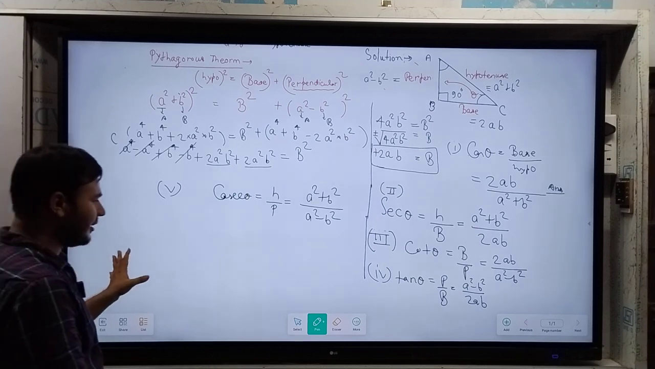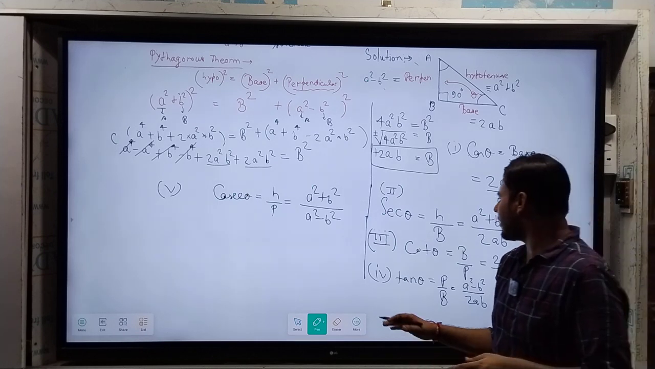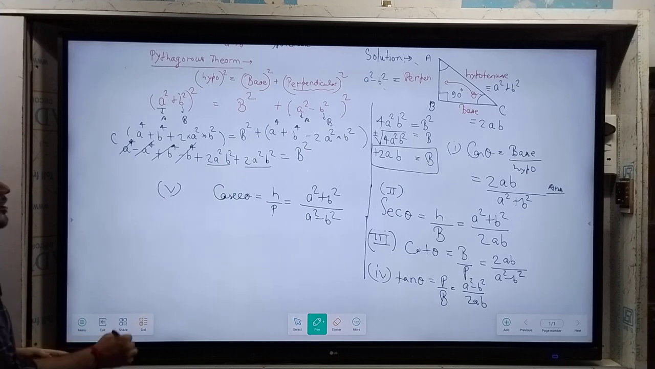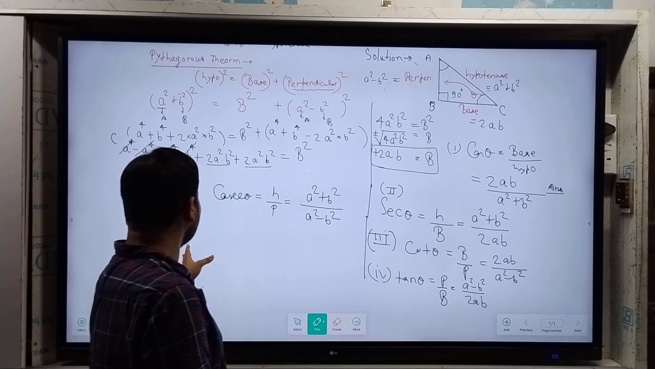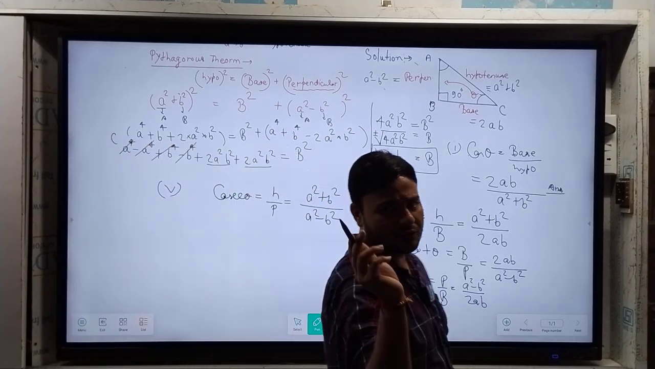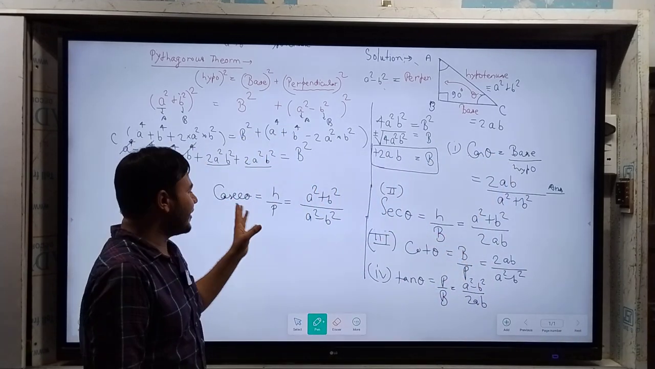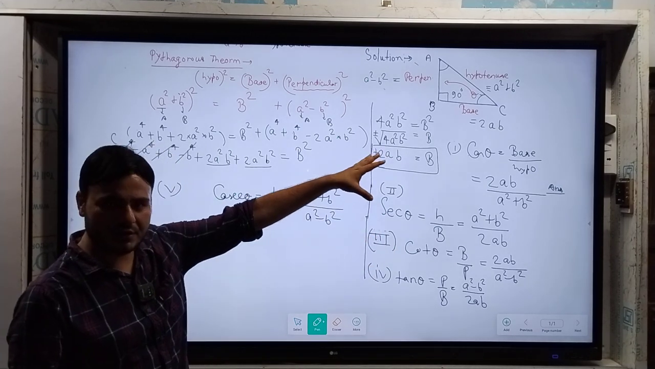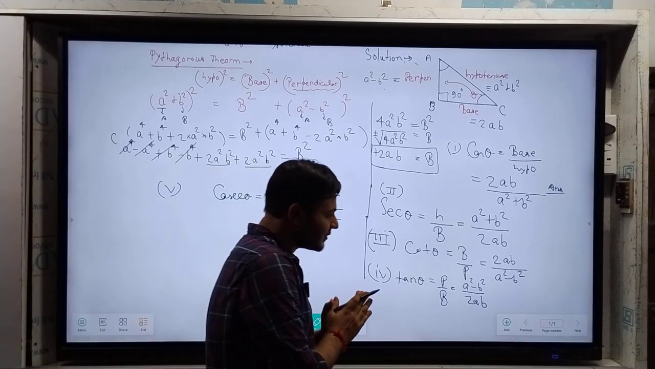Now, if we calculate the other trigonometric ratios, sin theta, cos theta, cot theta, tan theta, sec theta, cosec theta, what remains? Sin theta we cannot calculate again, because in the question sin theta is given. So this lecture has to be closed.